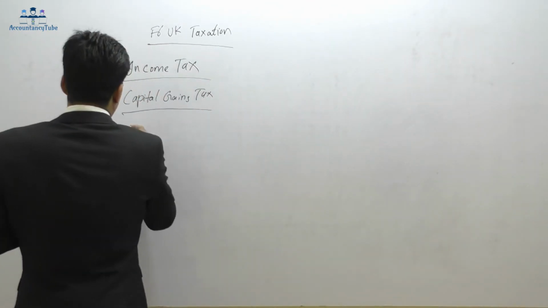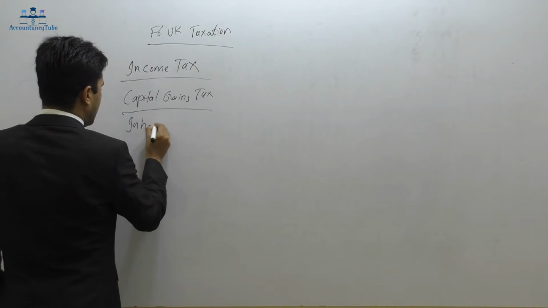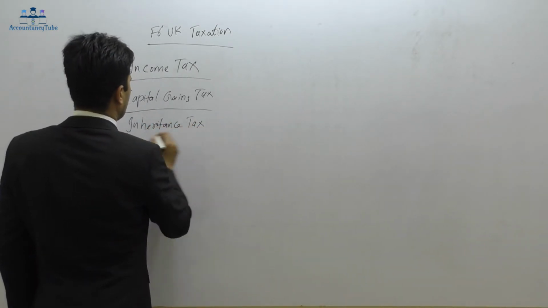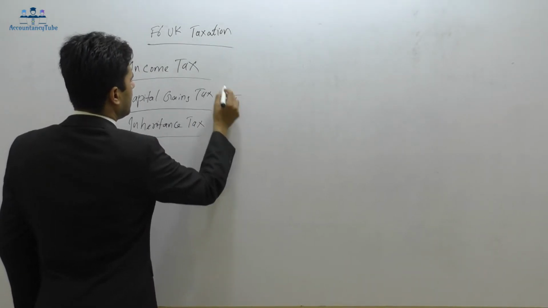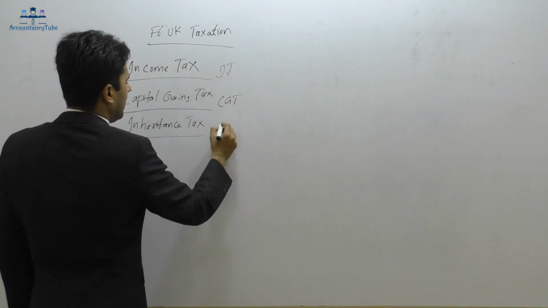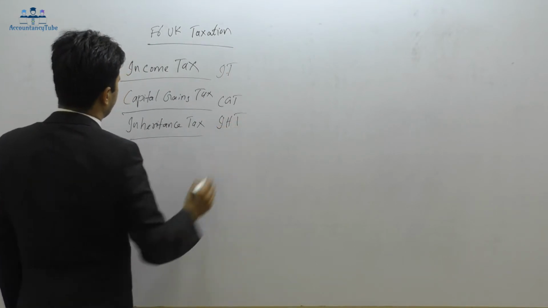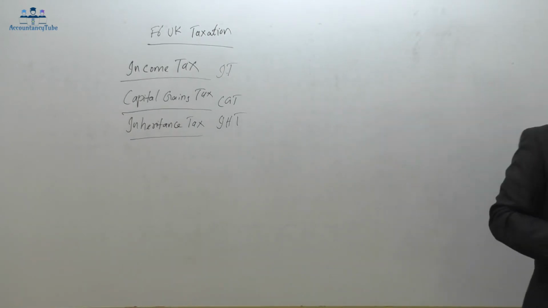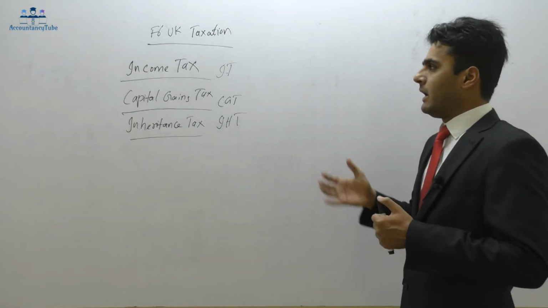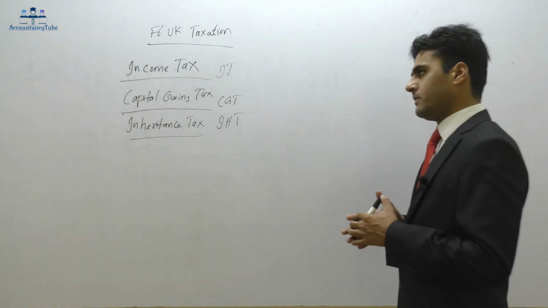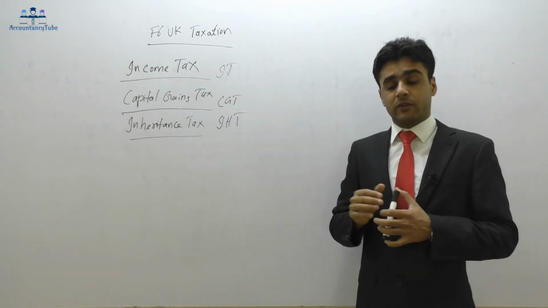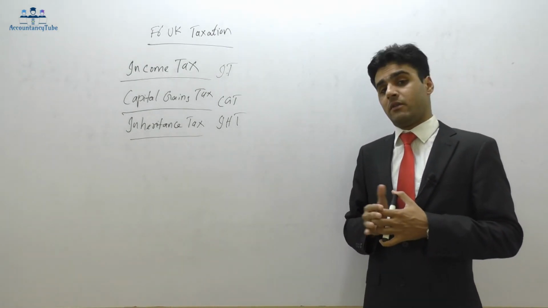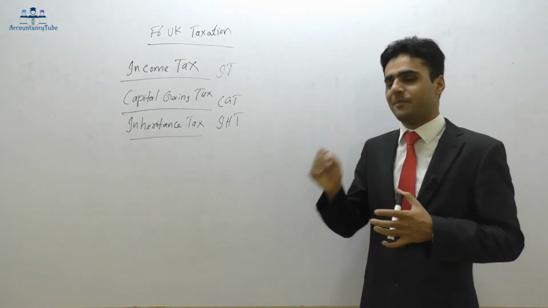Now the third section, also important, inheritance tax, or IHT. Sometimes people confuse it with CGT, but this one is IHT, inheritance tax. Please remember, whatever I am writing on the board, please make sure you note down, because it is always important and it will be easier for you during the revision phase. So it is always better to note down whatever I am writing on the board.